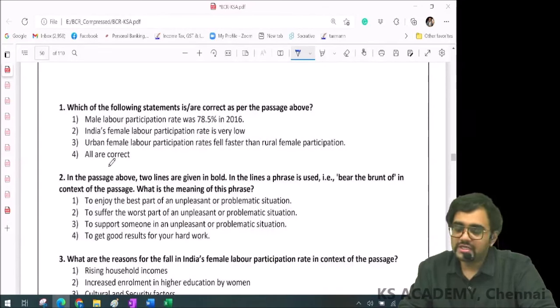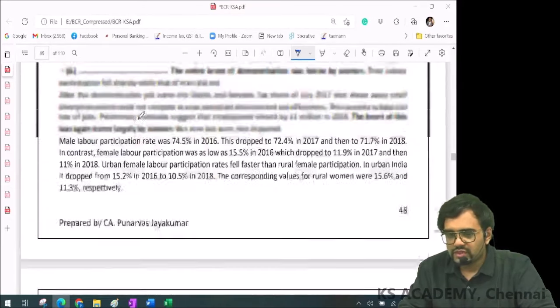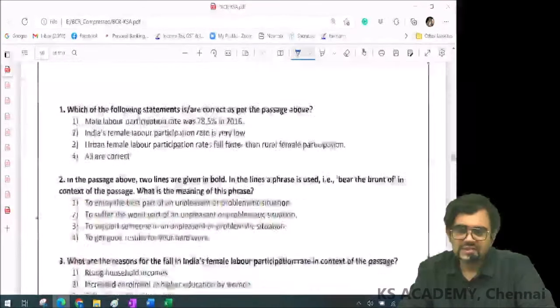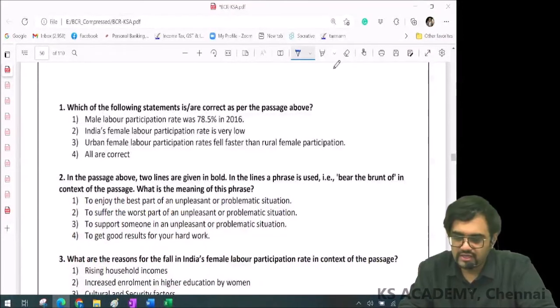So male labor participation rate 78.5%, the rate is wrong. Correct? It should be some 74, they have given 78, it is wrong. So second and third are 100% correct. So 2 and 3 can be the options. If they say more than one option, then you can choose that option obviously, 2 and 3.